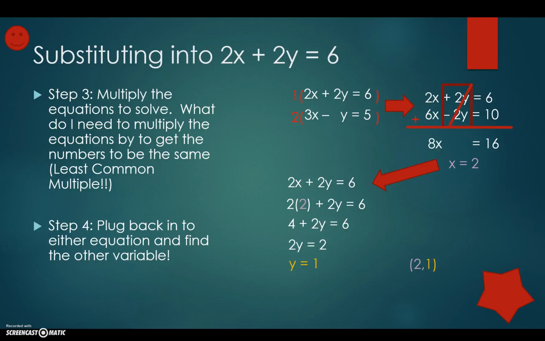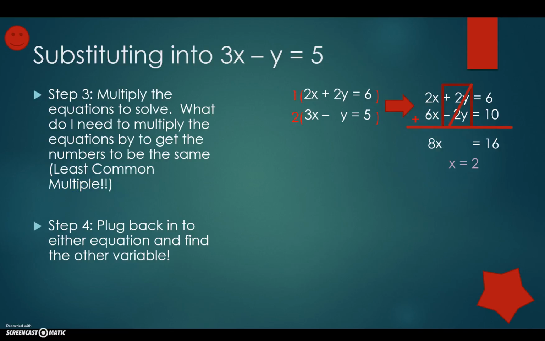But remember, it doesn't matter which one I use. If I want to put it into the 3x minus y equals 5, I can do that as well. So let's see what happens when I do that. In this case, it's going to be 3 times 2 minus 1y equals 5. So I multiply, subtract, and divide.